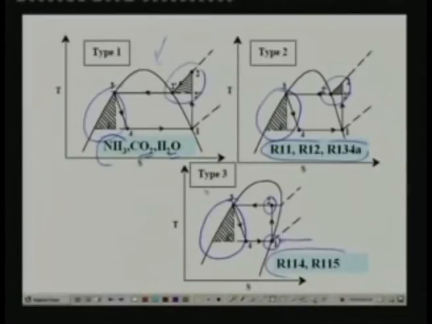So depending upon the type of the refrigerant and the vapor dome shape on the TS diagram, you can classify the refrigerants. And what is the use of this classification? You know where you are losing, and if you want to make some modifications, you know where you have to concentrate.